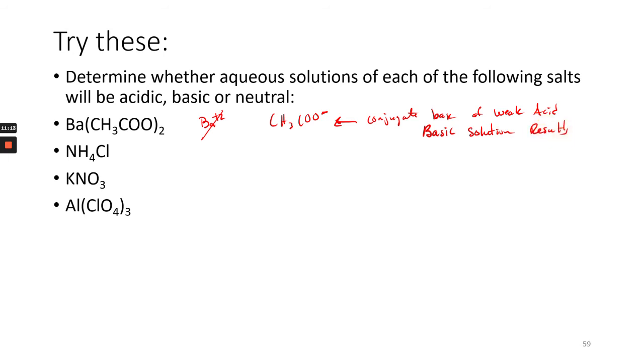Okay, let's look at NH4 and Cl minus. Cl minus is the conjugate base of HCl. HCl is a strong acid, it will have no effect. NH4 is the conjugate acid of a weak base. So your solution will become more acidic.